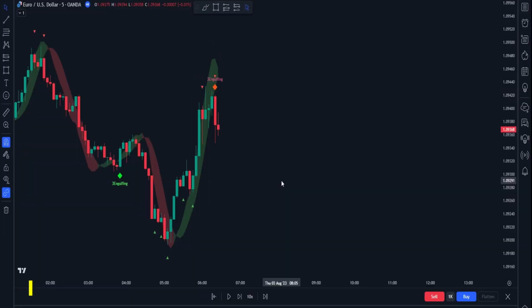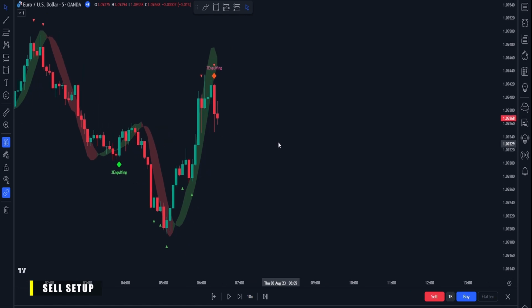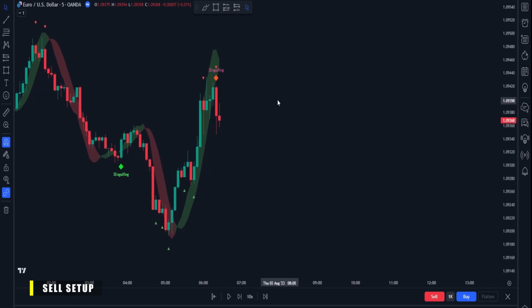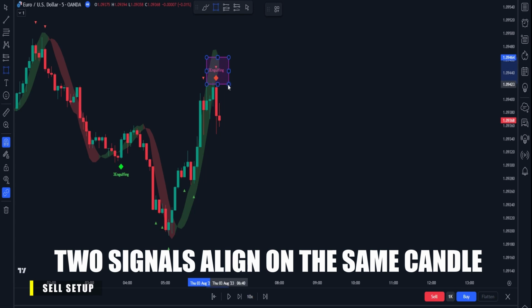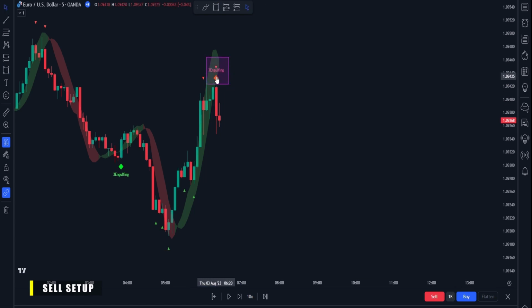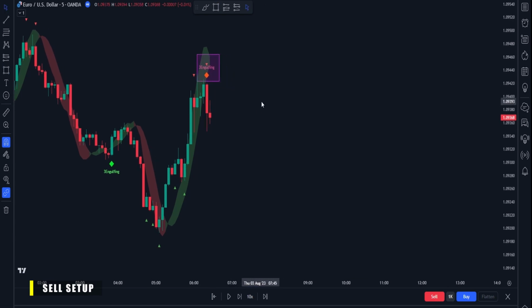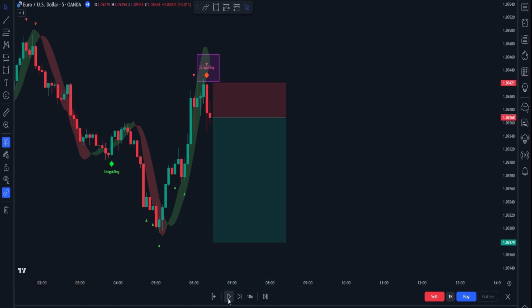Sell setup. To initiate a sound sell entry, meticulously follow the rules established in the buy setup. Ensure two signals align on the same candle: the red triangle and red diamond derived from the engulfing candle pattern. Place a trade on the ensuing candle, and a market reversal will materialize.